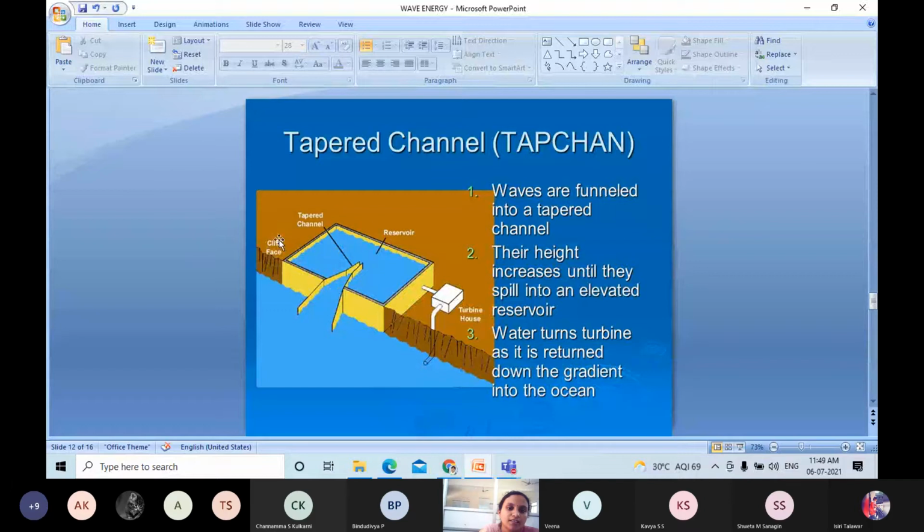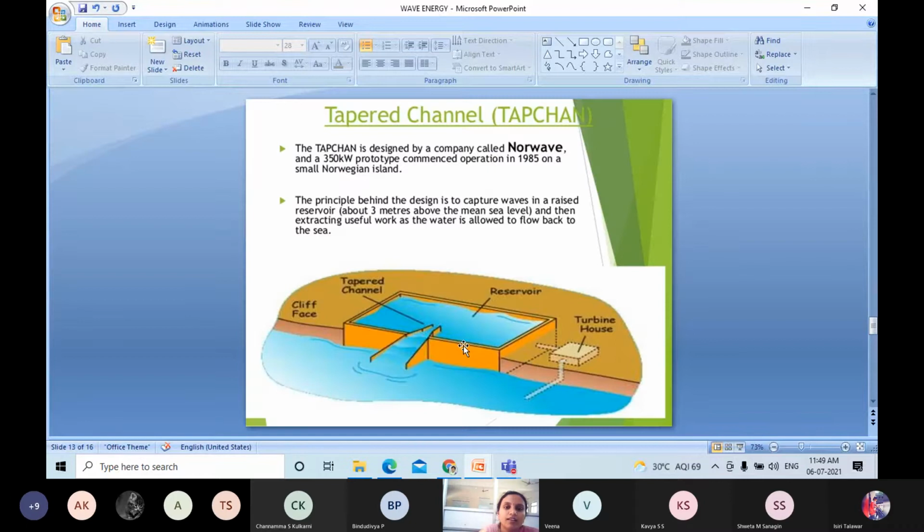If you see this figure, this is a cliff face and this is a reservoir, and it is connected to the turbine house. Here, the Tapchan is designed by a company called Norwave, and a 350 kilowatt prototype commenced operation in 1985 on a small Norwegian island. The principle behind this is to capture waves in a raised reservoir about 3 meters above the mean sea level, and then extract useful work as the water is allowed to flow back to the sea.